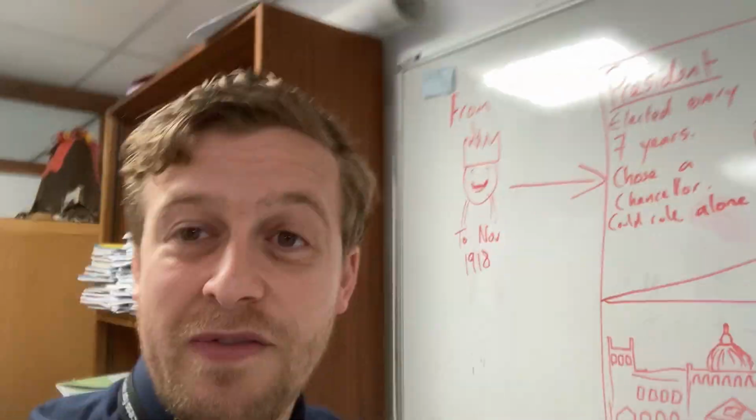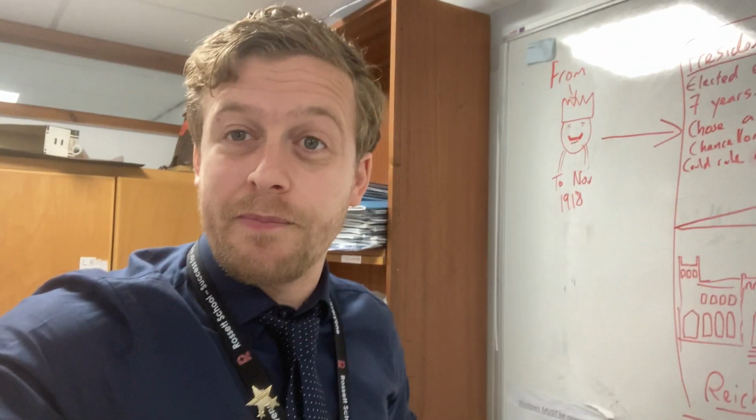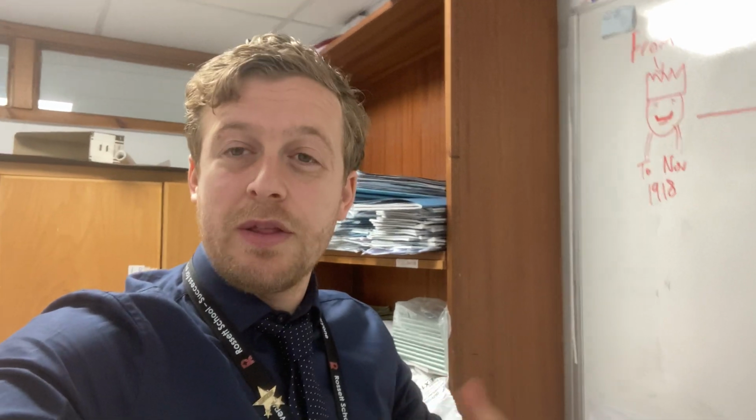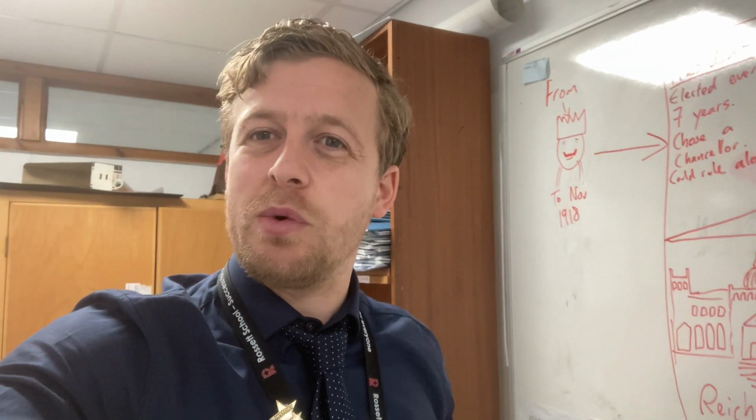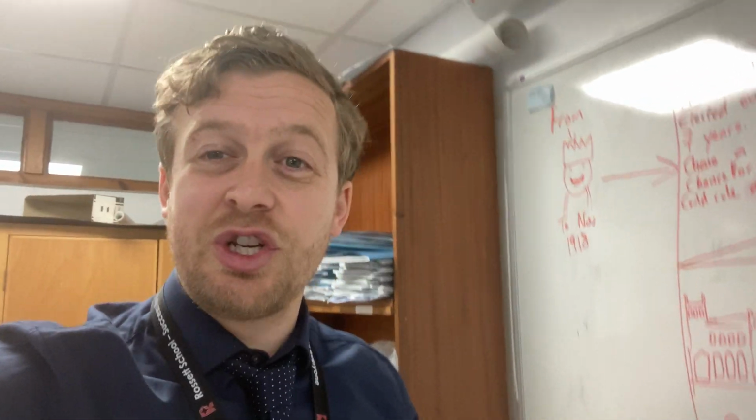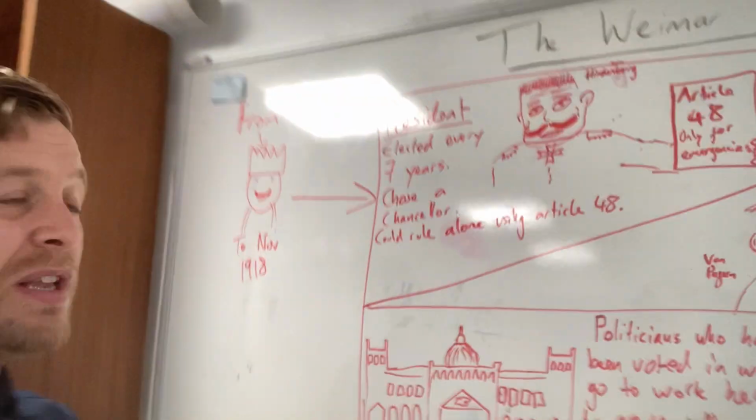He was elected every 7 years, was a president. Their job was actually, they didn't do a right lot. They sort of stayed in the background. The job of the president was to only step in, really, if there was an emergency, if there was a crisis in Germany, and also to choose the chancellor, who would actually do a lot in the day-to-day running of Germany. So the Germans elected Hindenburg.